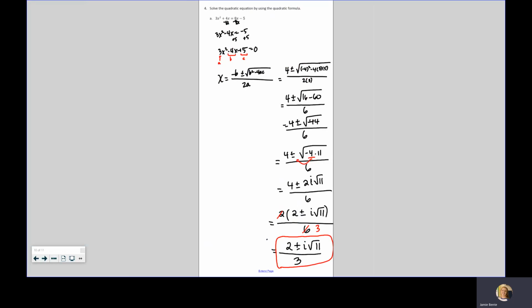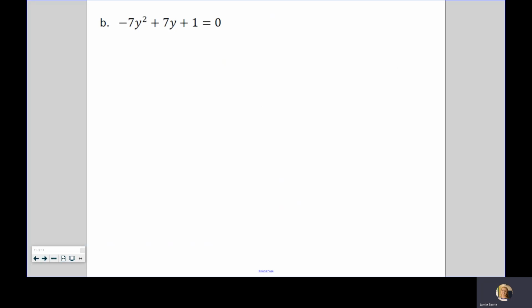All right, let's look at one more. I chose this one because it had that negative coefficient. We have negative 7y squared plus 7y plus 1 equals 0. Everything's on one side, and we've got 0 on the other side, so we can jump straight to the quadratic formula. So x is equal to negative b plus or minus the square root of b squared minus 4ac, all over 2a. Here a is negative 7, b is 7, c is 1.